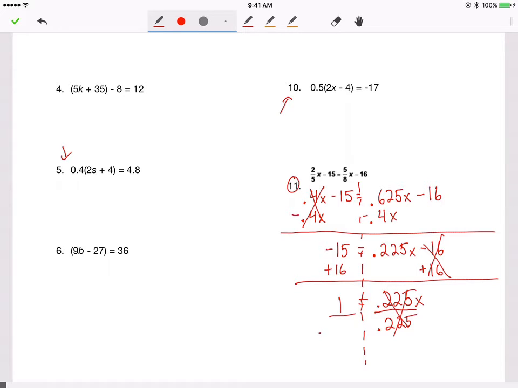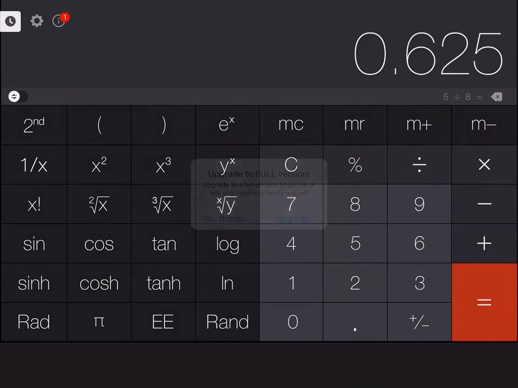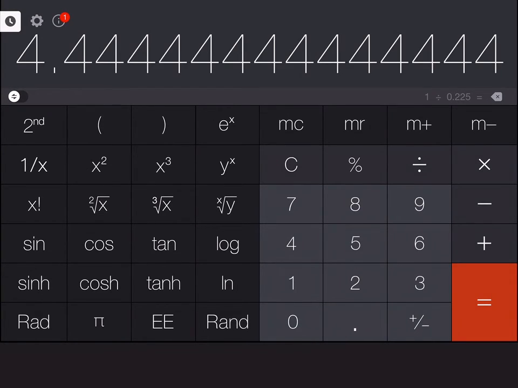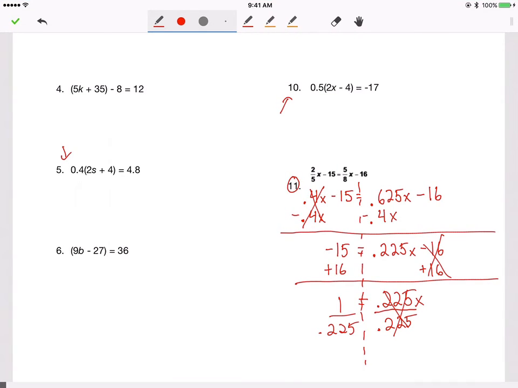And then I divide this side by 0.225. Go to my calculator. 1 divided by 0.225 is equal to 4.44444 repeating. And so I can just put that down as x is equal to 4.4 repeating. That's your answer.